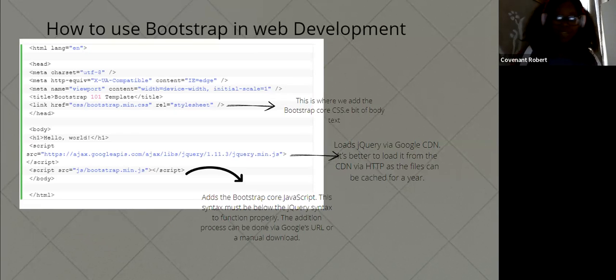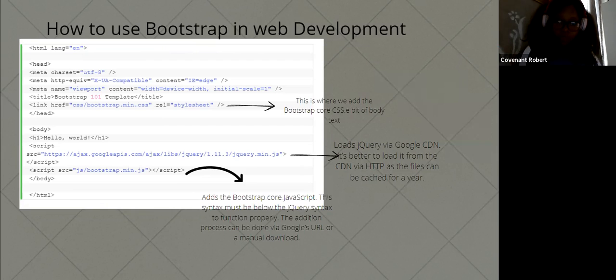The first line highlighted with an arrow shows how you link Bootstrap CSS into your project. So with this little line of code, you have created a link to the Bootstrap CSS. The next one is you loading jQuery via Google. There's a small advice attached there. It's better to load it from the CDN via HTTP, as the file can be cached for a year.